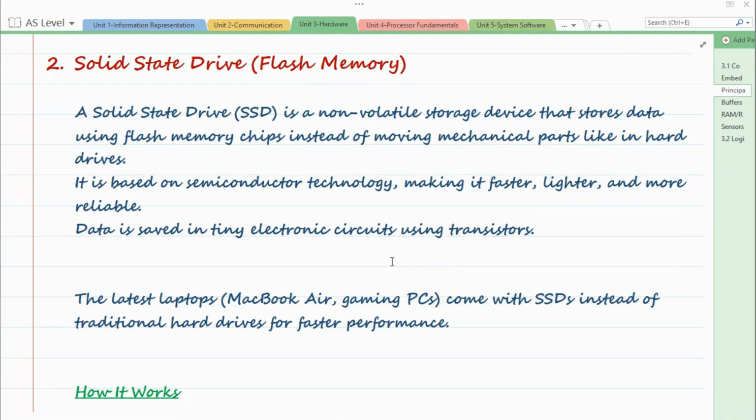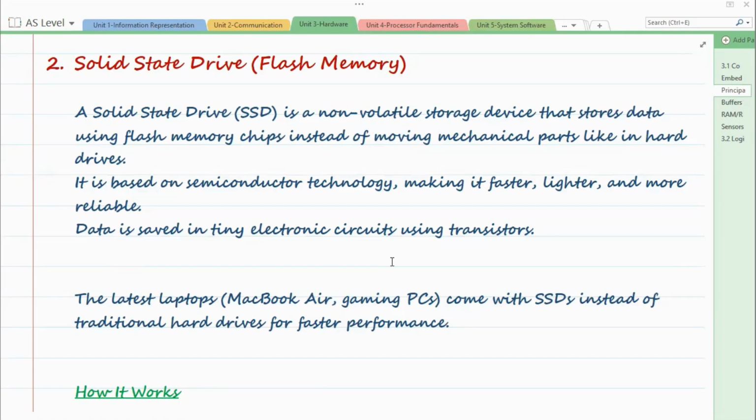Today we'll talk about something that makes your laptops and gaming PCs super fast, the solid state drive, or simply just SSD. Solid state drive, or you call it flash memory, it is basically a non-volatile storage device. That means even if you switch the power off, your data stays safely stored.